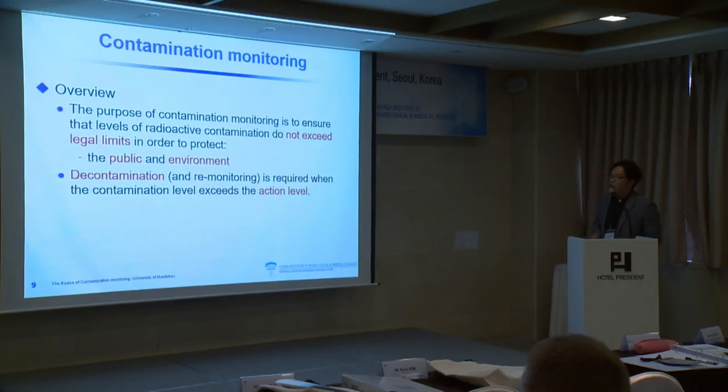So I looked up the definition of contamination monitoring. The purpose of contamination monitoring is to ensure the levels of radioactive contamination do not exceed some criteria, to protect the public and environment. But in this lecture, we are going to focus on the public monitoring system. And we can make decisions to respond to the real case based on the monitoring result, like decontamination or re-monitoring when the contamination level exceeds the action levels. So actually, we have to have some data from the accident, and we can take our actions based on the raw data.